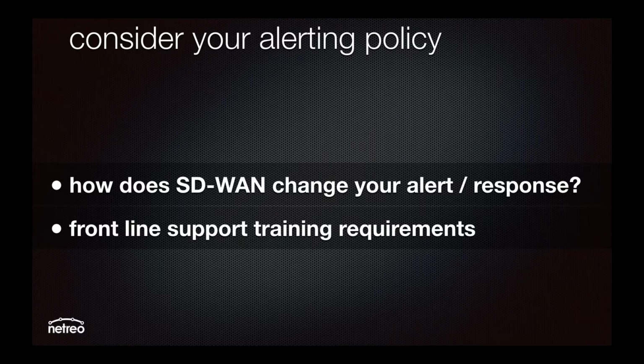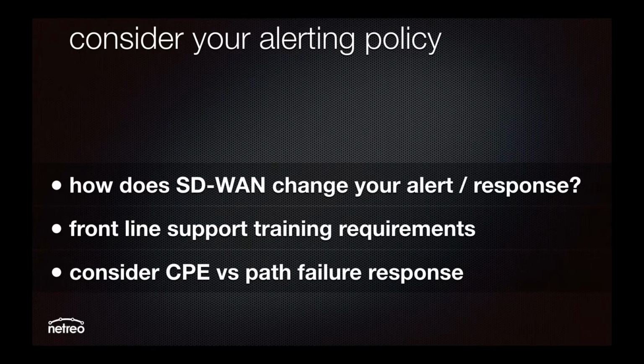You also should consider if it's possible to identify CPE failure versus path failure. So SD-WAN vendors like to talk about how SD-WAN makes path failure impossible, but like everything Murphy touches, it's going to happen anyway. So you should be prepared for how to deal with it.